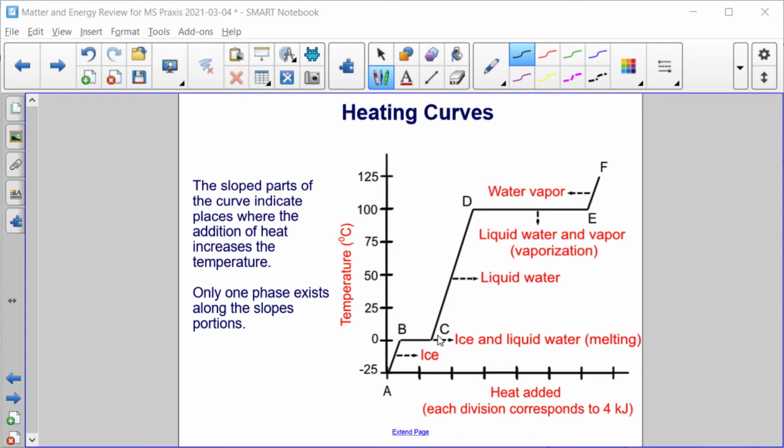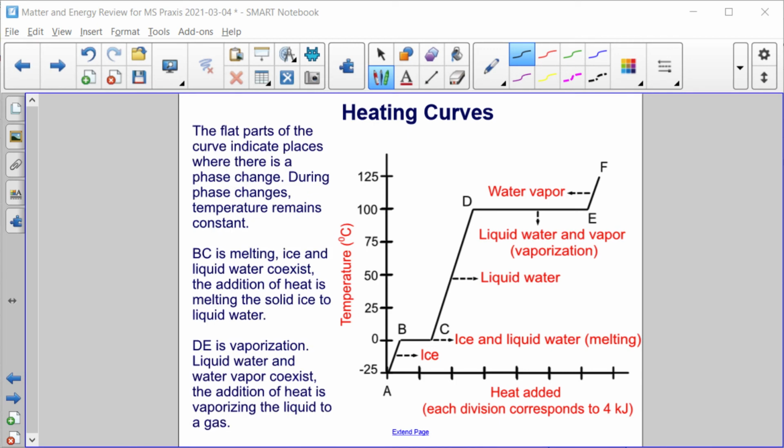As we discussed quickly on the previous slide, the sloped parts of the curve between A and B, C and D, and E and F indicate places where the addition of heat increases the temperature. Only one phase exists along the sloped portions. From A to B is solid, from C to D is liquid, and from E to F is gas.